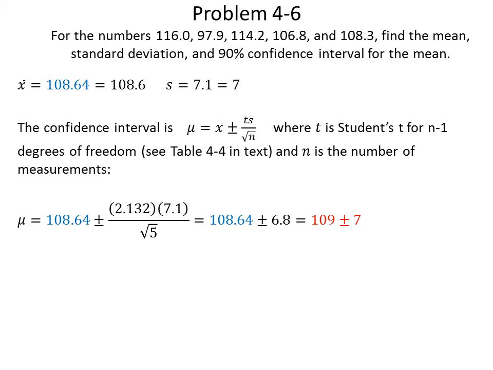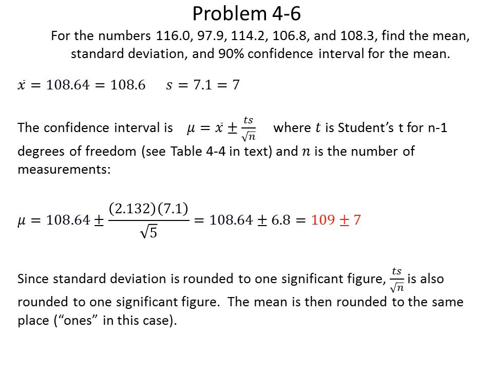We then round this to 109 plus or minus 7. Since standard deviation is rounded to one significant figure, t times s divided by the square root of n, or the confidence interval, is also rounded to one significant figure. The mean is then rounded to the same place, the ones in this case.